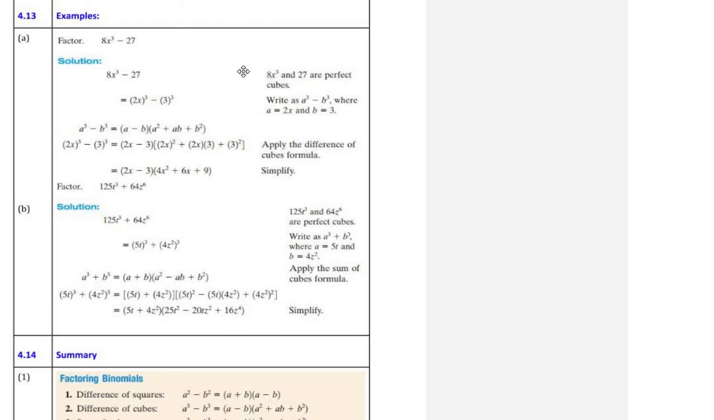Okay, but for tonight, we're going to conclude this for tonight. So please make sure that up till here you are good in factoring all the different expressions.